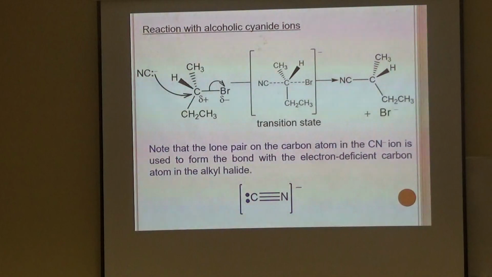Please take note, by September or October, this will become a common mistake. Please take note that your CN minus actually has a triple bond. The lone pair is on the carbon. That's why the new bond to be established is with the carbon and not the nitrogen. You should have learned this very long ago, right? Okay? If you have the time, you should also try drawing out the dot and cross diagram, make sure you know what you're doing.